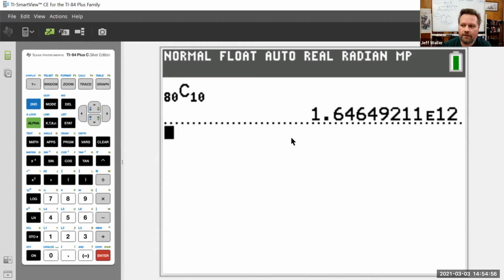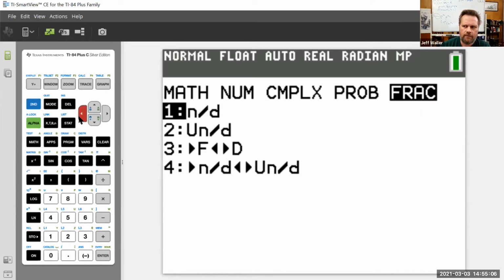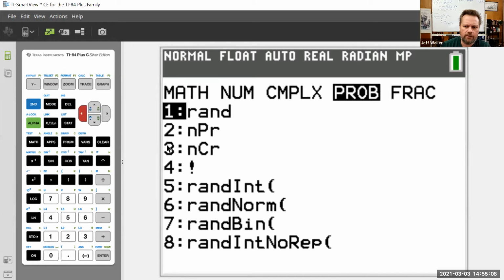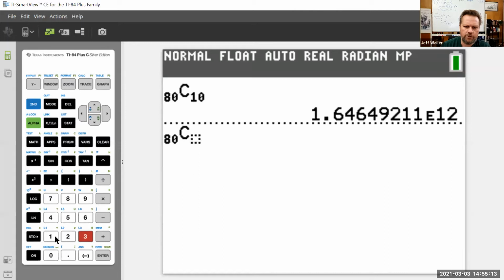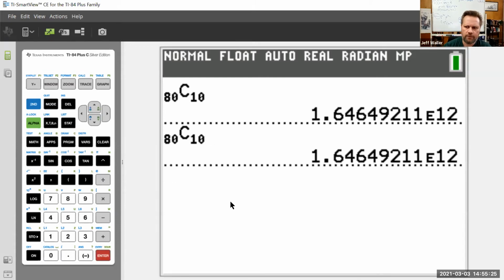Sorry? Say again? After you pick probability on the calculator, what did you put? Here we go, let me do it again. So 80, math, probability, number 3 for choose. 80 choose 10. So if I've got 80 people, and I want to choose 10 of them to be left-handed, this will tell me how many ways to do that. And it comes out to 1.6 trillion. That is how long the list would be.